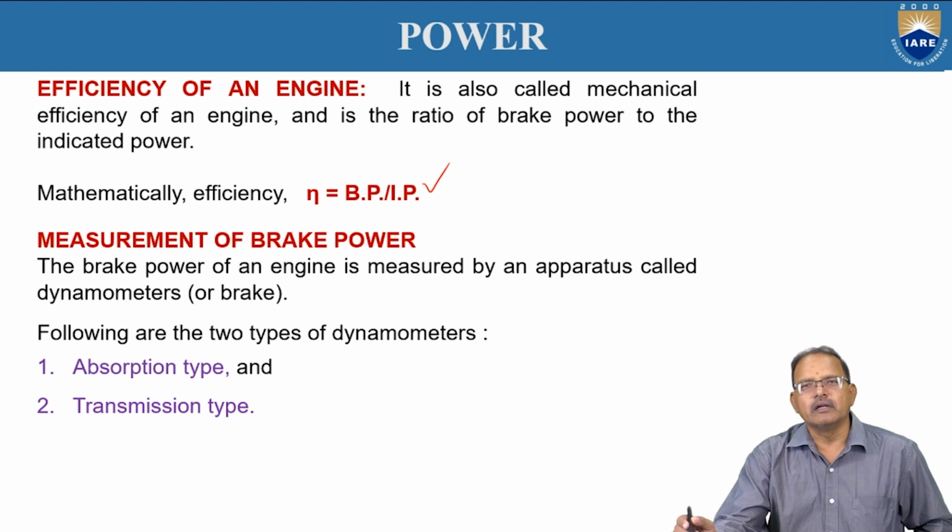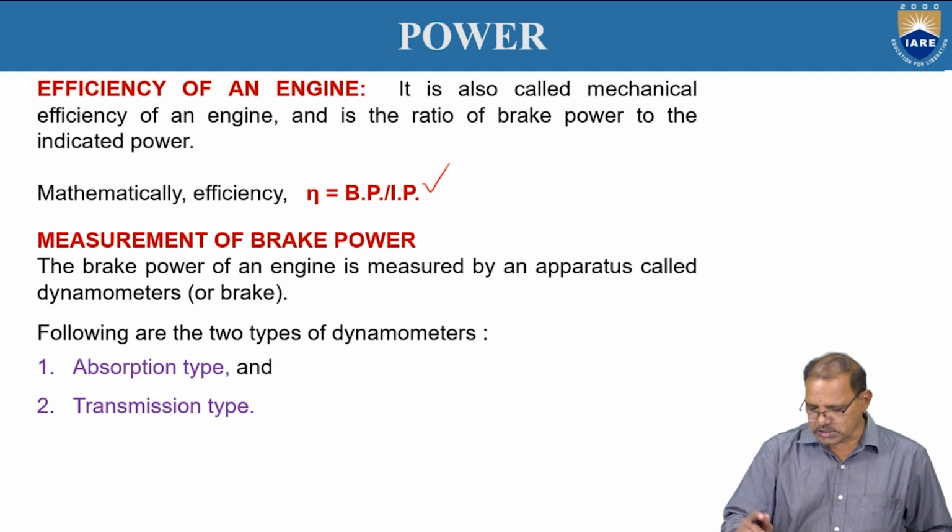The brake power can be determined by using apparatus called dynamometers. These are classified into absorption type and transmission type.